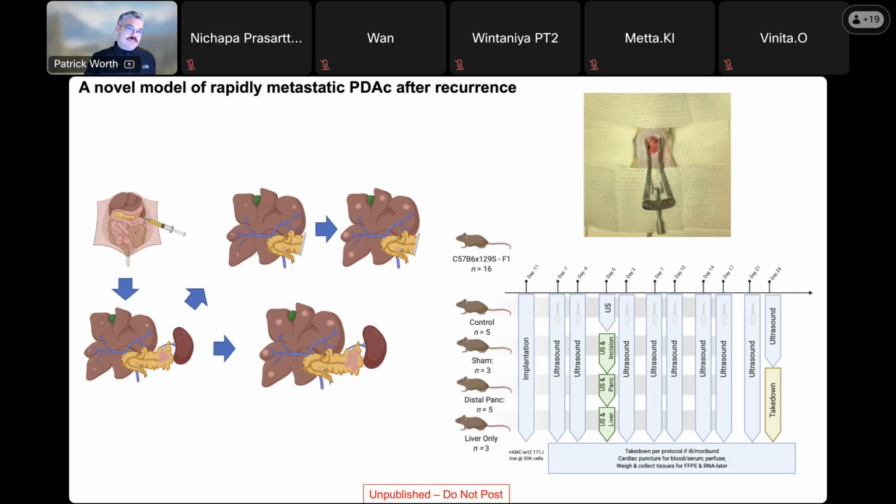But essentially we use these lines that leverage these early KRAS mutations rather than KRAS and P53, which is an early mutation and a really late event in pancreatic tumorigenesis.